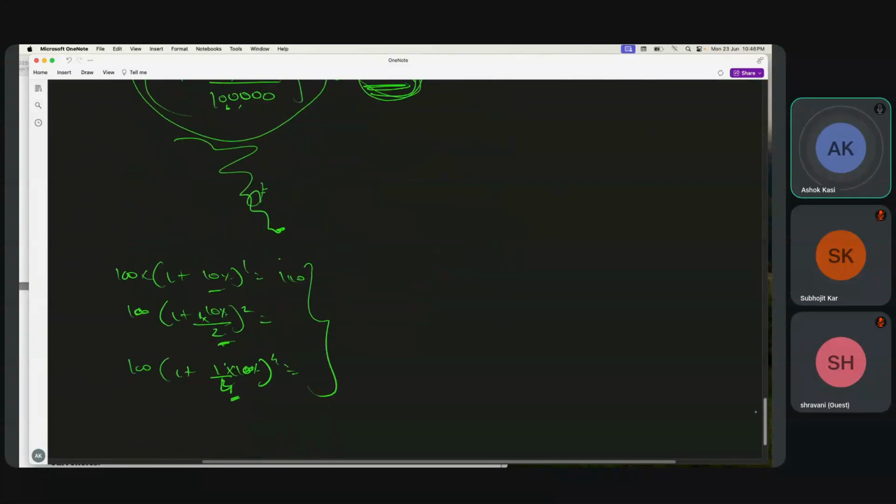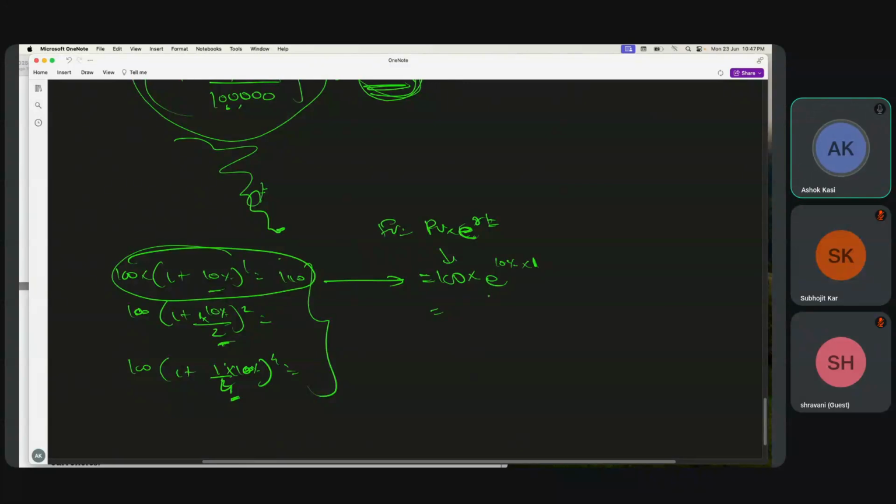So for continuous compounding, the formula is future value is equal to present value into e raised to rt. E means that 2.71 times, raised to r, that interest. So if this is 110, if this is continuously compounding, how will it come? 100 is the present value into e raised to r, which is 10% into 1 year.